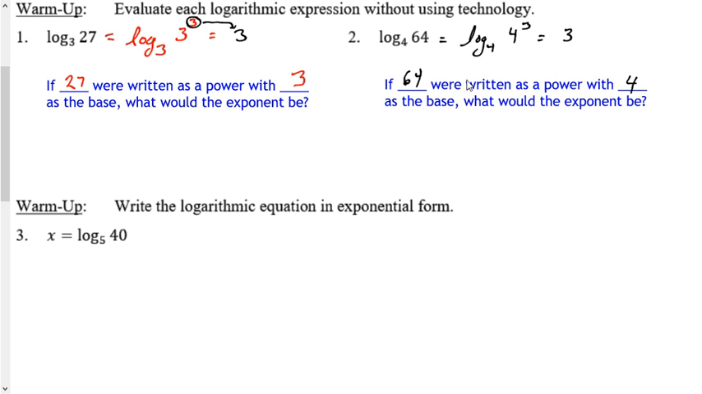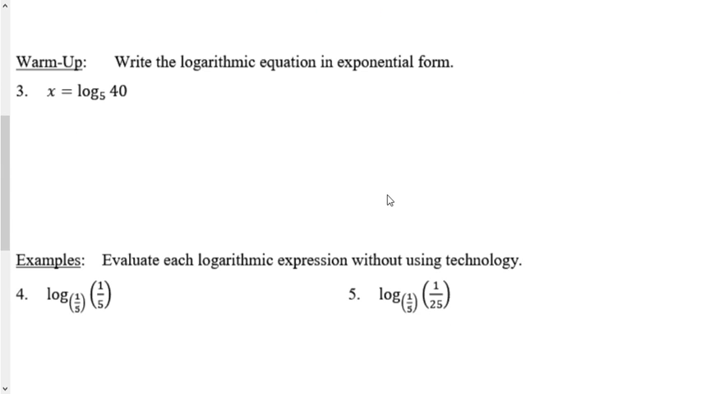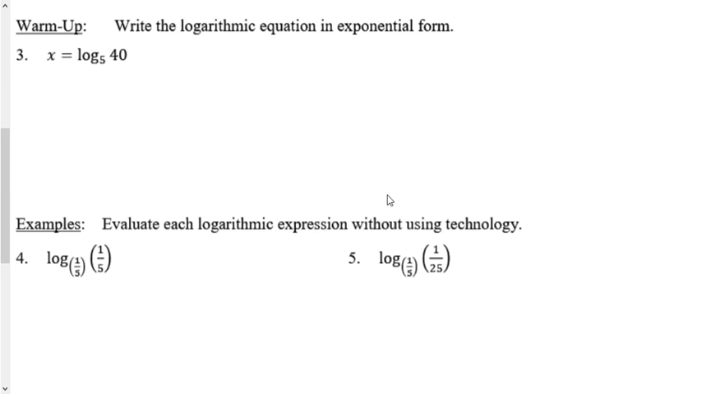Question number 3. We want to rewrite this in exponential form. So again, when we rewrite this in exponential form, I like to start with the base. The base of the logarithm is the base in my power. A logarithm is an exponent, so my exponent is x, and this is equal to what the logarithm was operating on, and we think of that as being a power in disguise. That's equal to the 40. So there we have exponential form for this logarithmic equation.